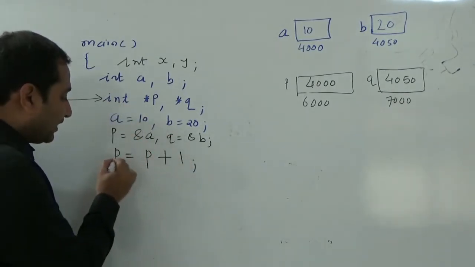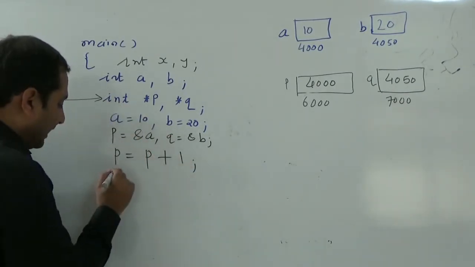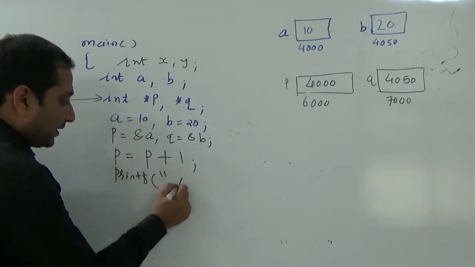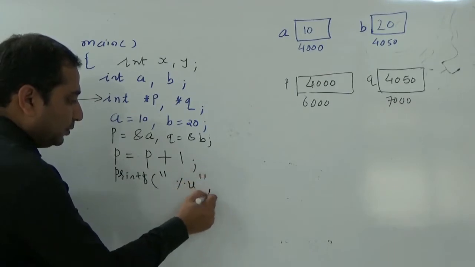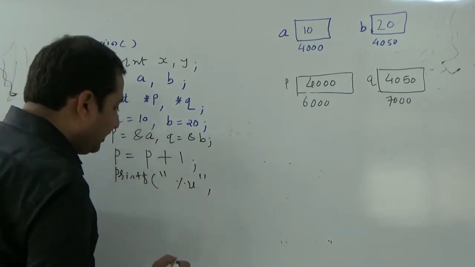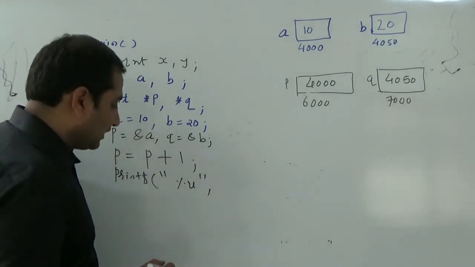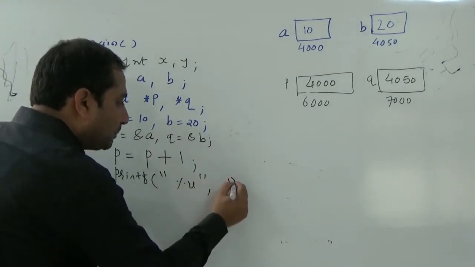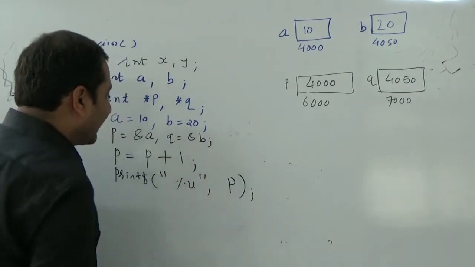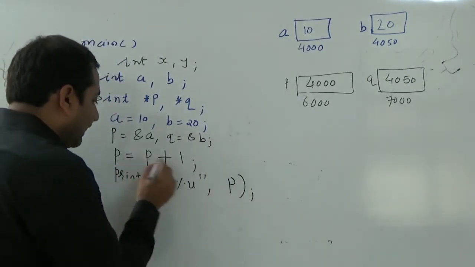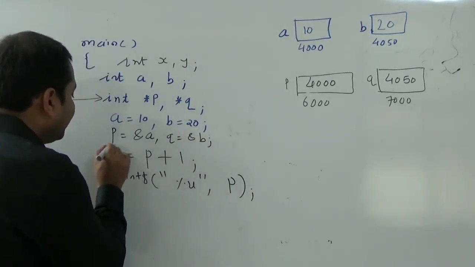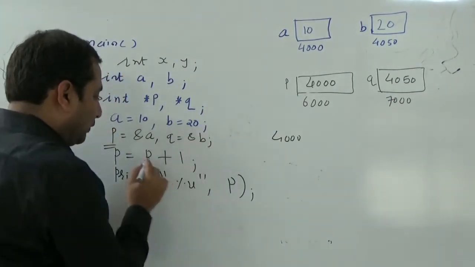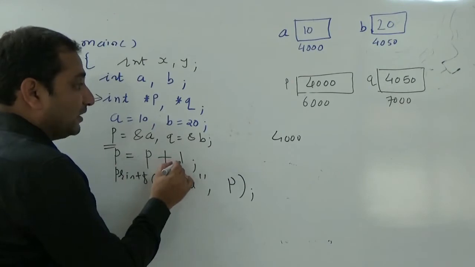What do you expect here as an outcome in this p? For example, I am writing a statement like this: printf percentage u. Why have I used percentage u? Because my pointer is always an unsigned integer. That is the reason why we have written percentage u. And I am trying to print p. Tell me what you expect to be printed, because at this stage, what was the value of p? Yes, 4000. Correct. And what you are doing is, p is equal to p plus 1.